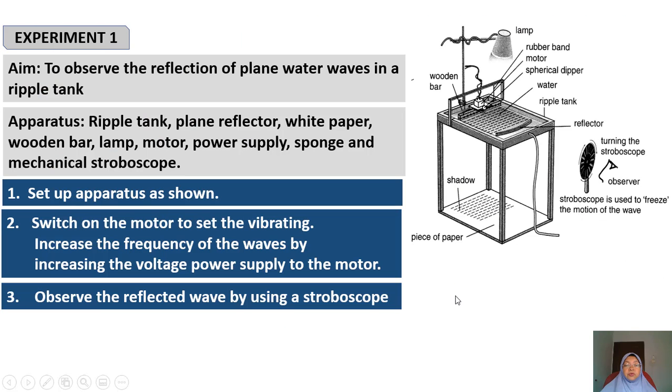We have experiment 1: observe the reflection of a plane water wave in a ripple tank. This is a ripple tank. Set up the apparatus, switch on the motor, and increase the frequency of the wave by increasing the voltage of the power supply to the motor. Observe the reflected wave by using a stroboscope. This is what you will see.